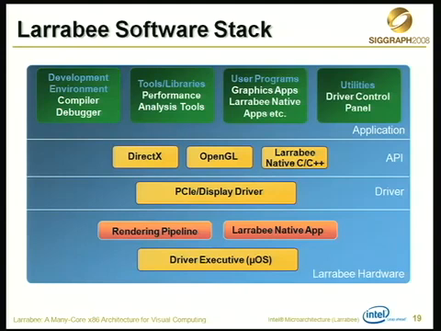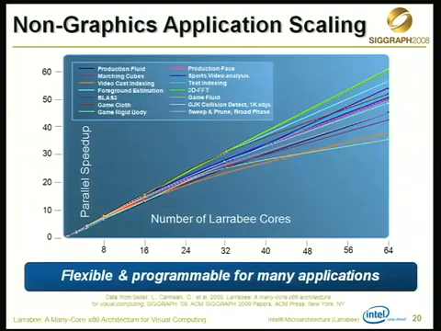inside a Larrabee chip. Now, when I say C and C++, I don't mean C-like syntax. I don't mean a subset of C. I mean C, C++. If you can write it in those languages, you can run it on Larrabee because they are actual x86 processor cores. So here's an example, and you can see more details of this in the paper, of a variety of non-graphics applications where we tested the scaling over numbers from 1 to 64 cores.